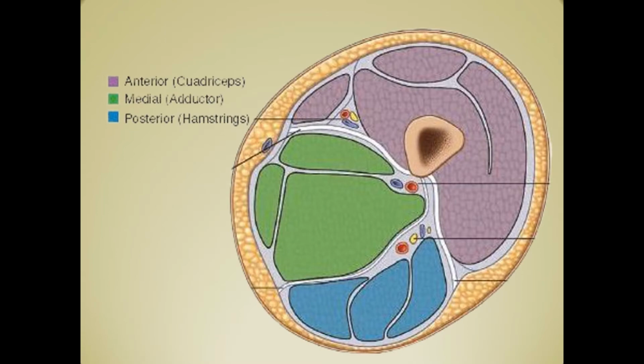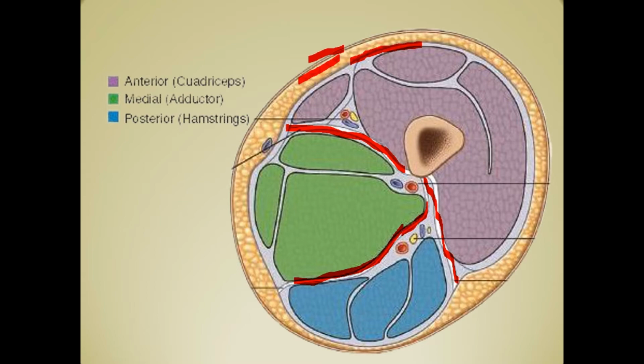Now you can see in this diagram, the most superficial one is the skin, and then we have superficial fascia, and light purple is the deep fascia, investing layer of the deep fascia, which extends inside the thigh and divides into the compartments. This is the medial intermuscular septum, and this is the posterior intermuscular septum, and this is the lateral intermuscular septum. So lateral, medial, and posterior intermuscular septum divide the thigh into three compartments.